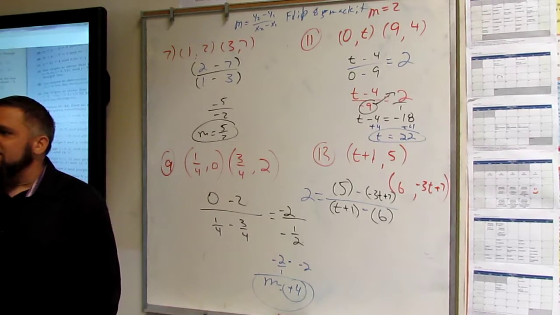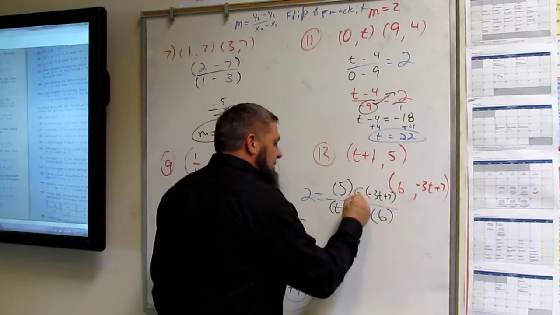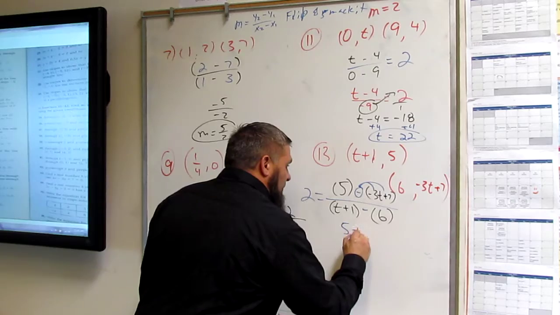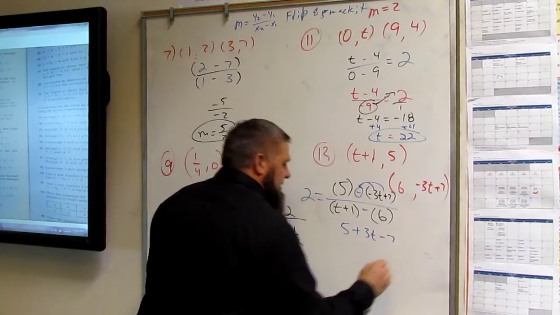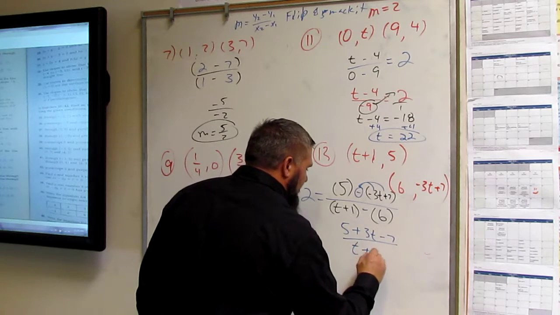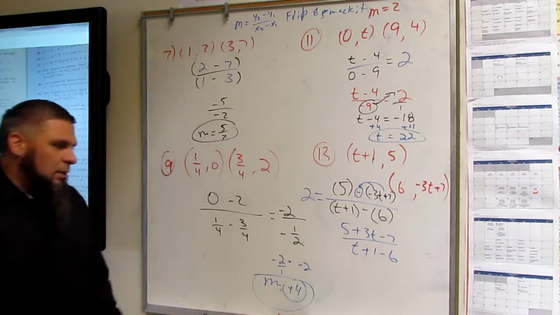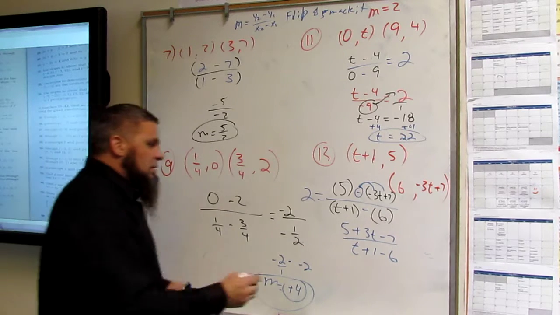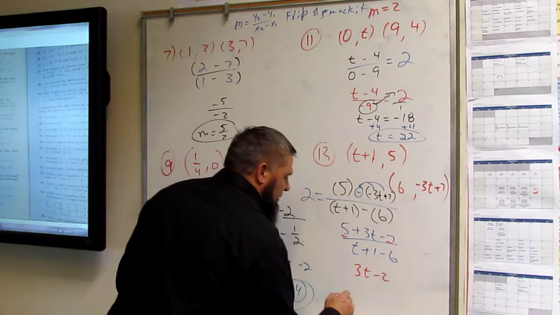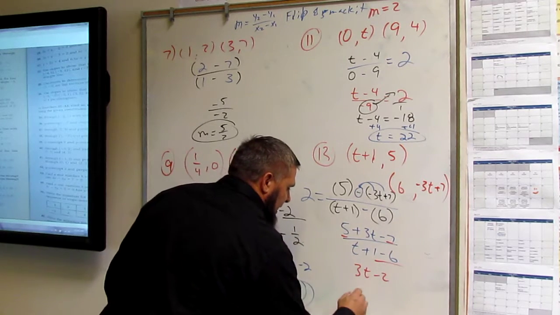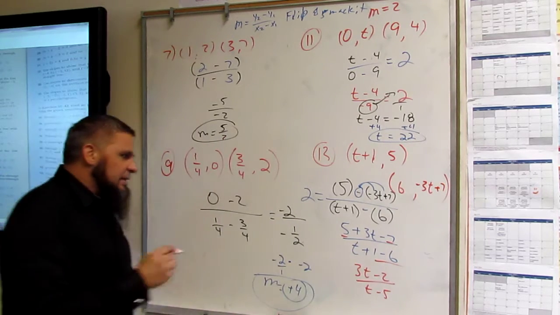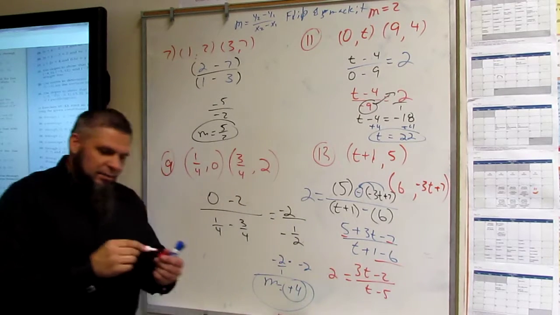Now everybody on the block's got to get the paper. That means this changes both of these signs. So I have 5 plus 3t minus 7. And I have t plus 1 minus 6. Alright, let's collect like terms. So that's this and this. So that would be 3t minus 2. And then these two terms, I get over t minus 5. And this equals 2, right?